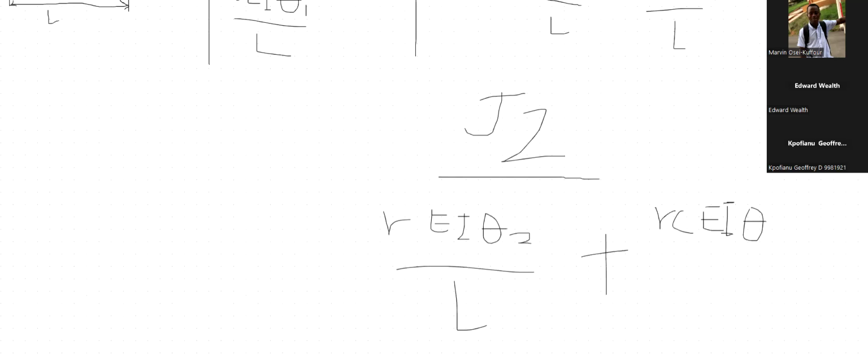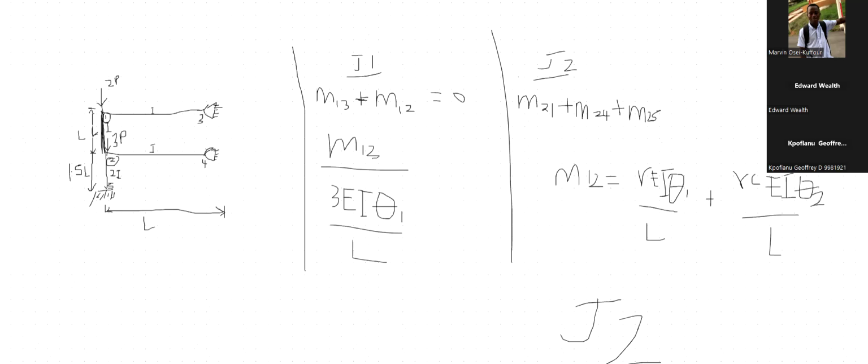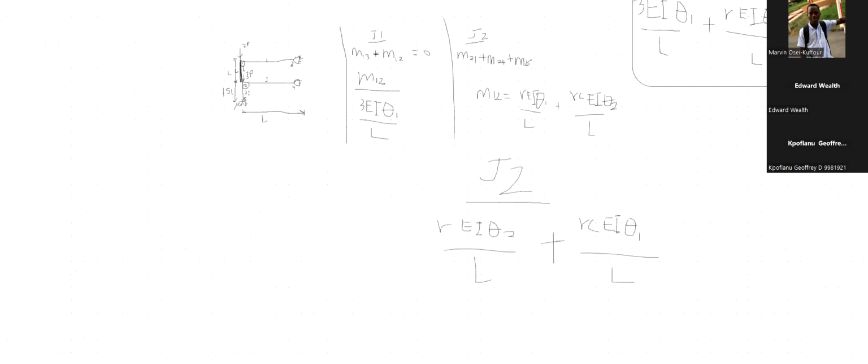Plus RC EI theta 1, over L. That is M21. Is that correct? Yes. Okay, so that's M21.